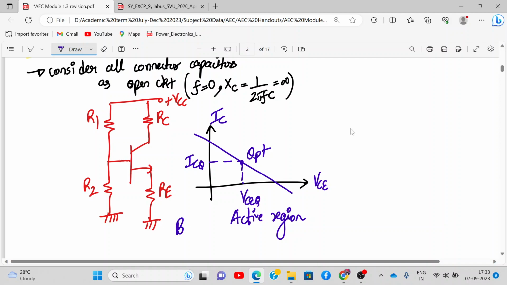So this is what your DC analysis will give you: a stable Q point. And normally we also say that this Q point should be in the center of the DC load line. This is my DC load line. This is what we discussed last time.